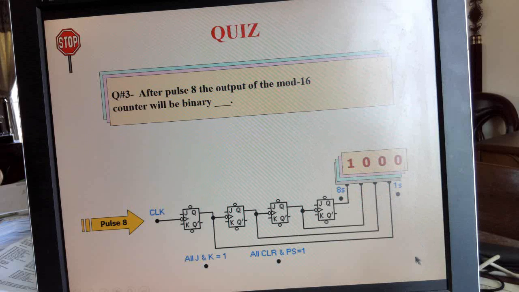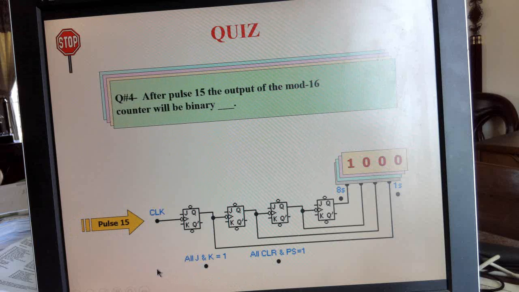It's a binary 8, right? So for every pulse coming in, you're counting up 1. So when we had 1 pulse, we had an output of binary 1. We had 2 pulses, we had a binary 2. Now we have 8 pulses, we have a binary 8. After 15 pulses, the output of a mod 16 counter will be a binary 15, which is 4 ones.